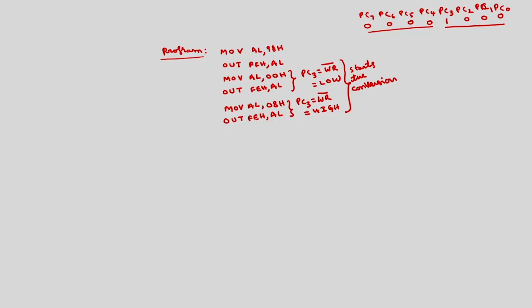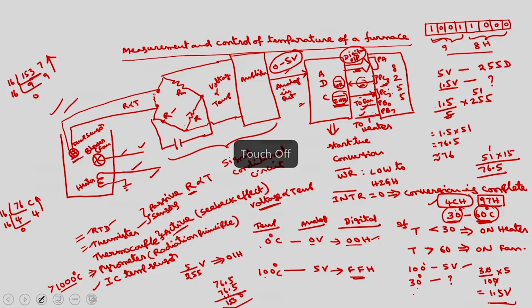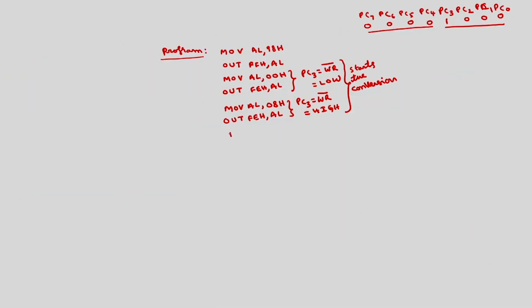Then you have to check for the end of conversion, because the microprocessor is a faster device and the A to D converter will take some time to convert. So once the conversion is over, this INTR bar becomes 0. INTR bar is connected to PC7. So you have to input port C: IN AL, port C address FEH. Then PC7 is the MSB bit, so you have to check whether this is 0 or 1.